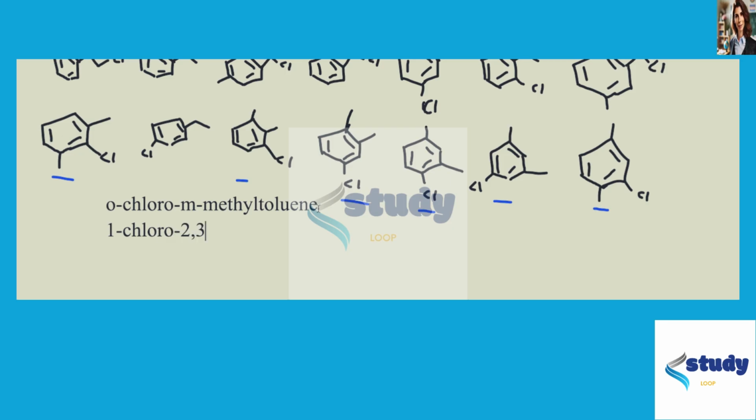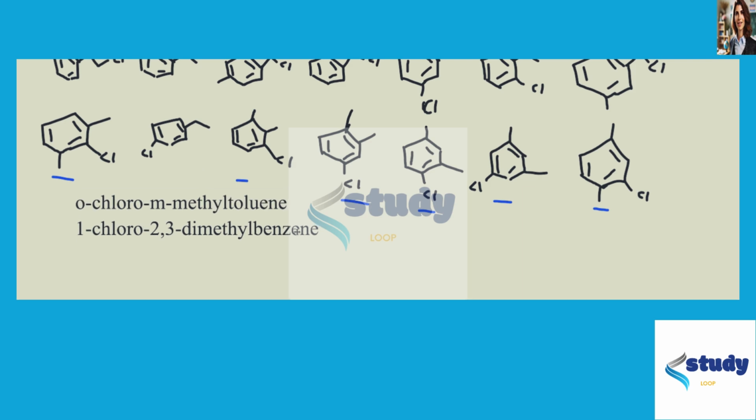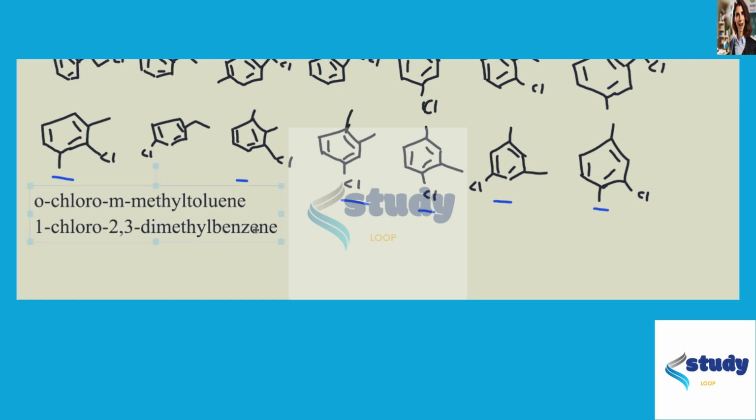1-chloro-2,3-dimethylbenzene. And now, what about this substituent here? So this one, if once again the methyl is carbon number 1, then we have a 1,2-dimethyl and then 4-chloro.